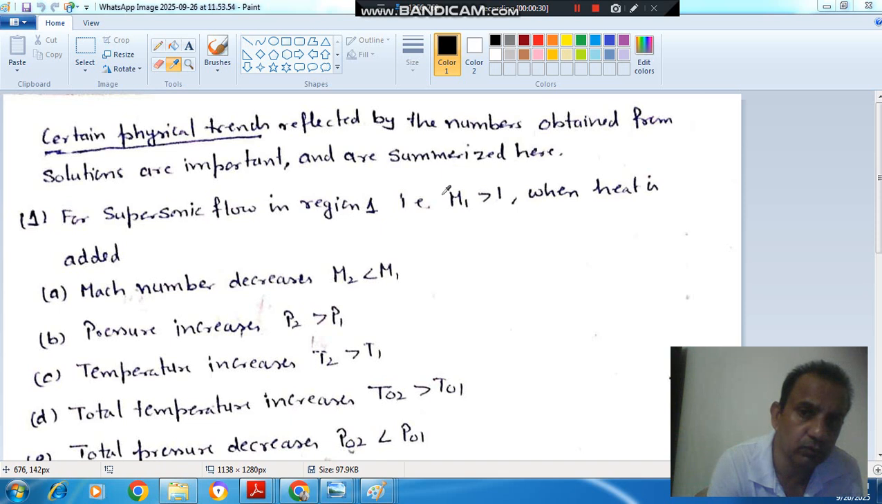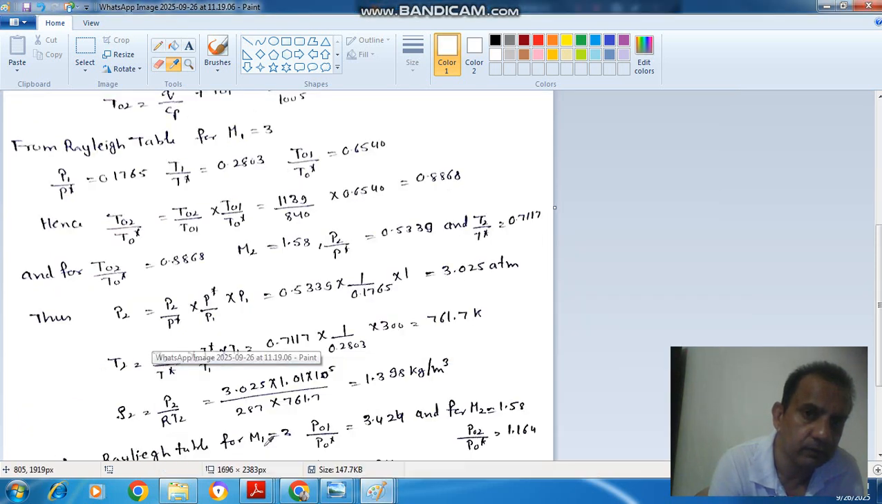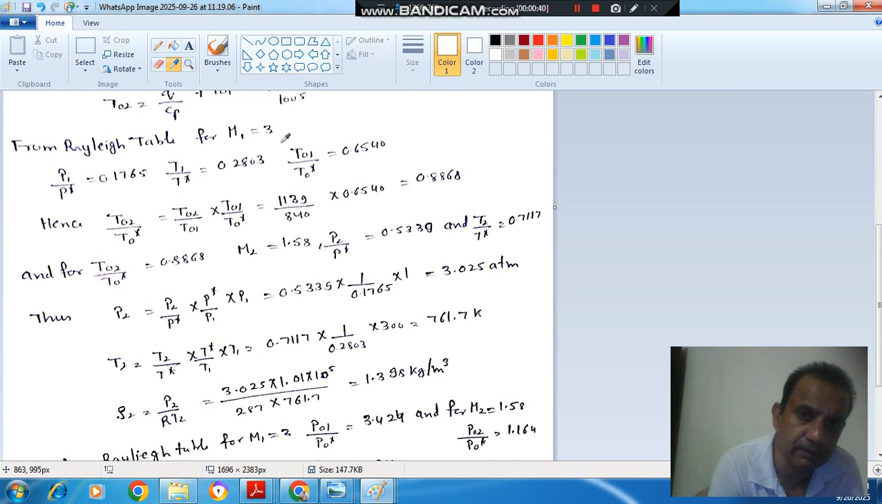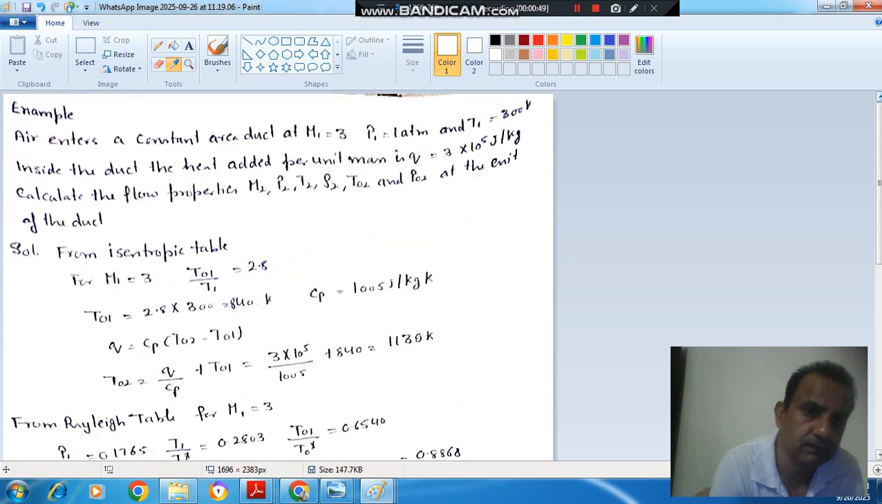What happens? Supersonic flow means the initial Mach number is more than 1 when heat is added. In that numerical the initial Mach number was 3, and when heat is added we got the Mach number as 1.5. The numerical was: air enters a constant area duct at M1 equal to 3, P1 equal to 1 atmosphere, T1 equal to 300 Kelvin. Inside the duct the heat added per unit mass is q equal to 3 into 10 power 5 joule per kg. Calculate the flow parameters M2, P2, T2, ρ2, T02, P02 at the exit of the duct.